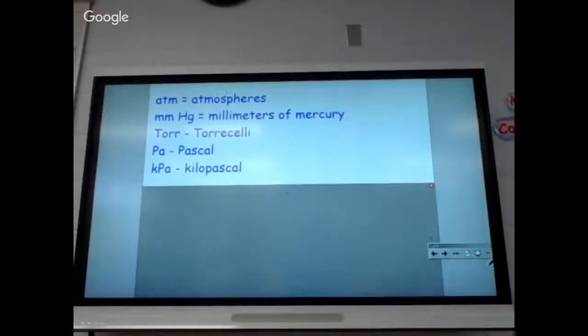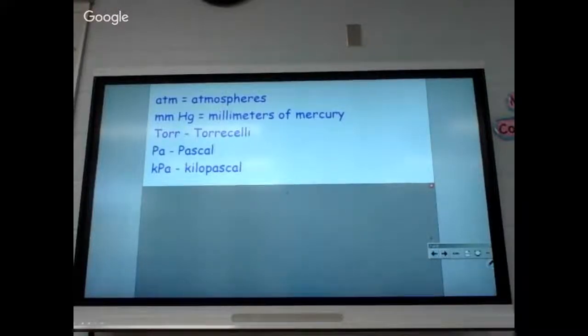Now, the 5 pressure units that we're gonna use. All right, and we're gonna use all 5. These are the 5 pressure units we're gonna use. We're gonna use atmospheres. We're gonna use millimeters of mercury. We're gonna use torr. We're gonna use pascals. And we're gonna use kilopascals. Okay, all 5. Yep, these are the 5 pressure units.